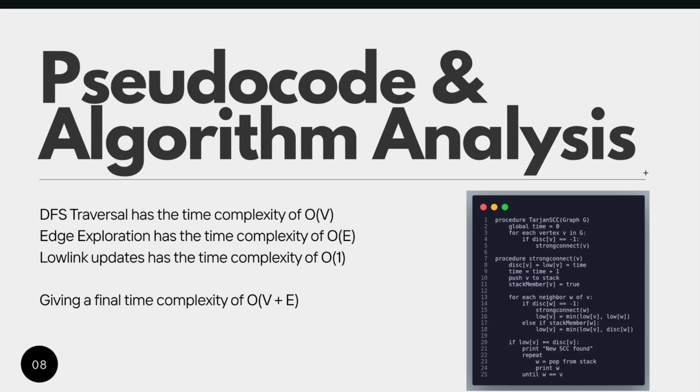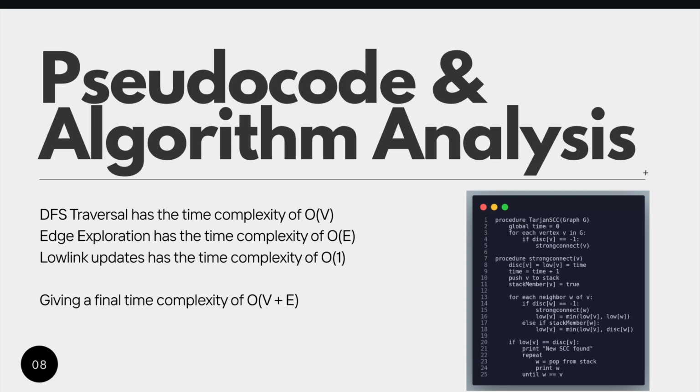So here's a little bit of the pseudocode for this. For the DFS traversal, we have a time complexity of big O of E. Edge exploration, we have a time complexity of just E. And thanks to dynamic programming, the low link update has a time complexity of just 1. So this gives us a final time complexity of big O of V plus E.